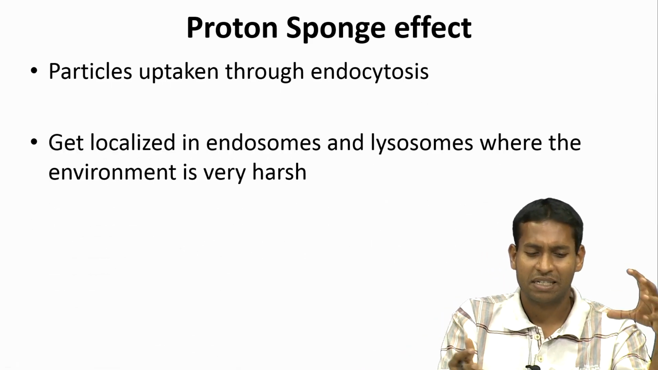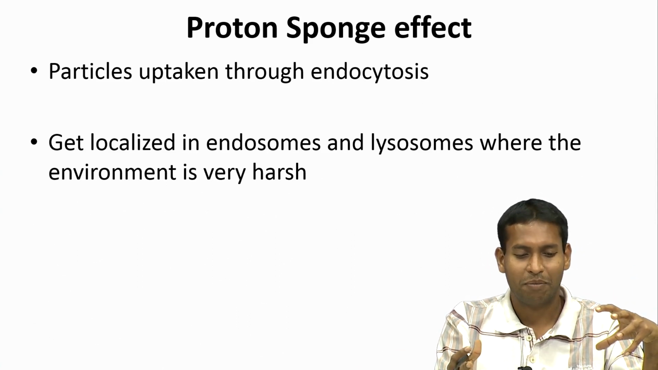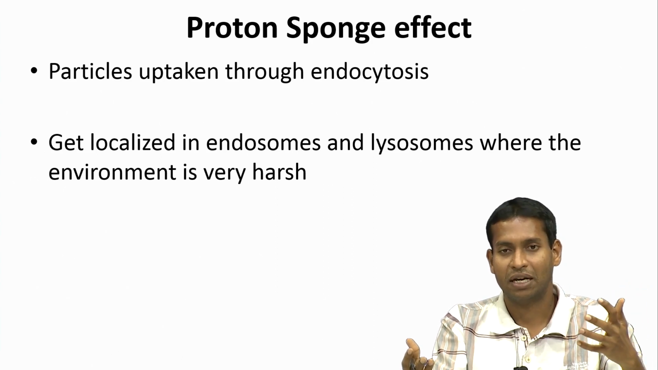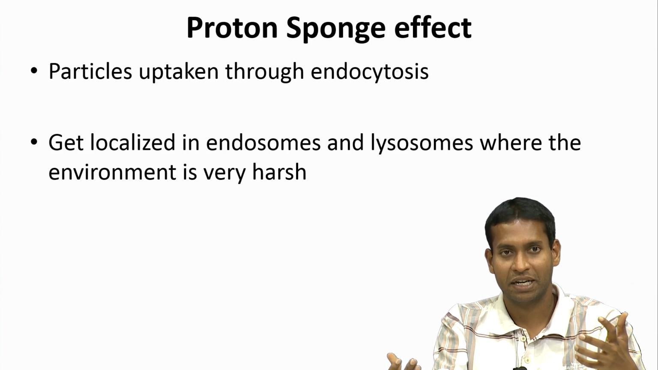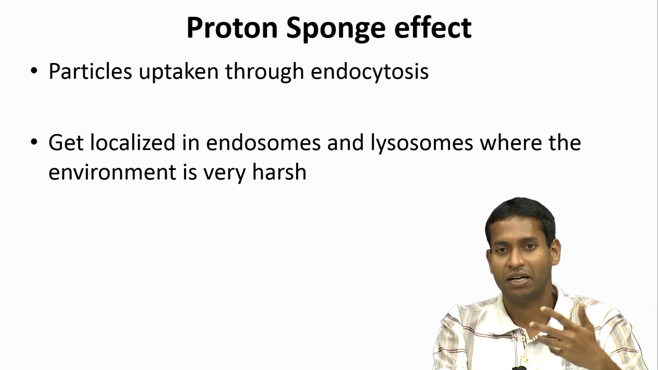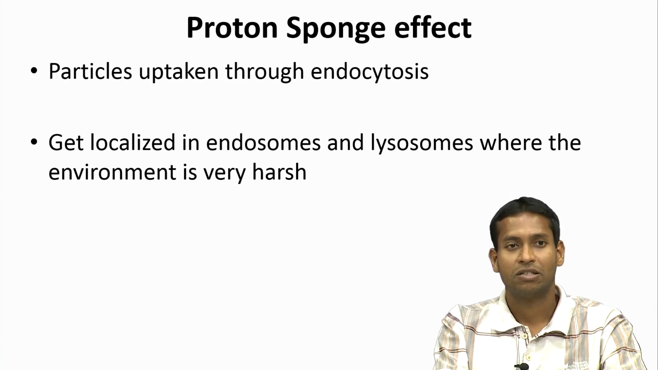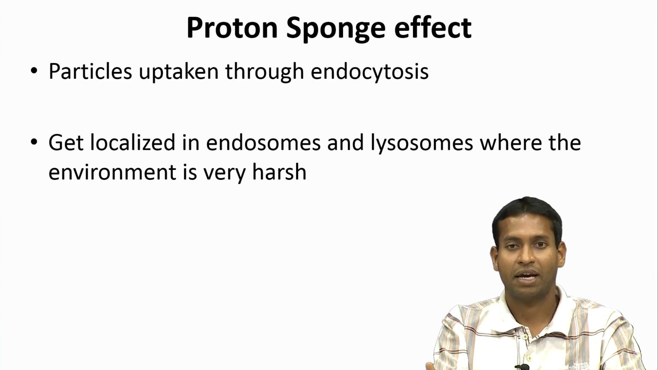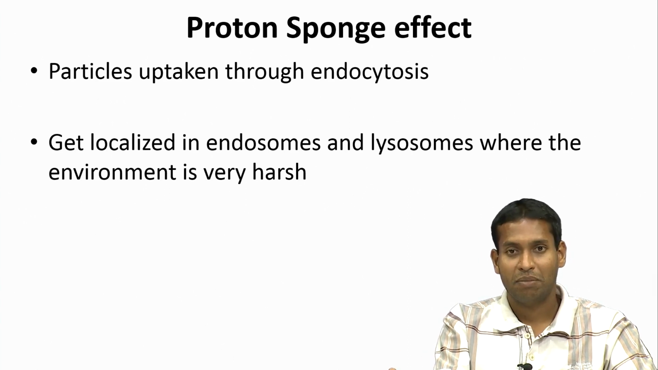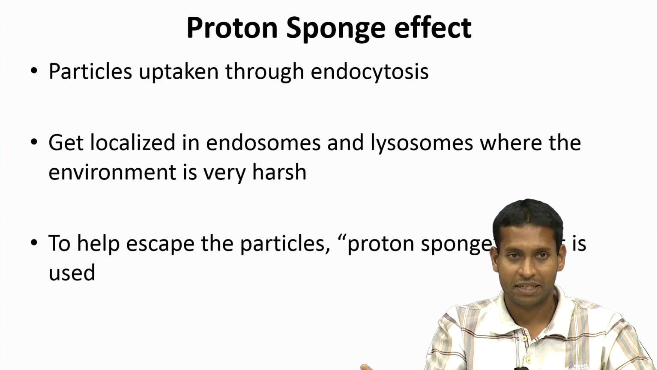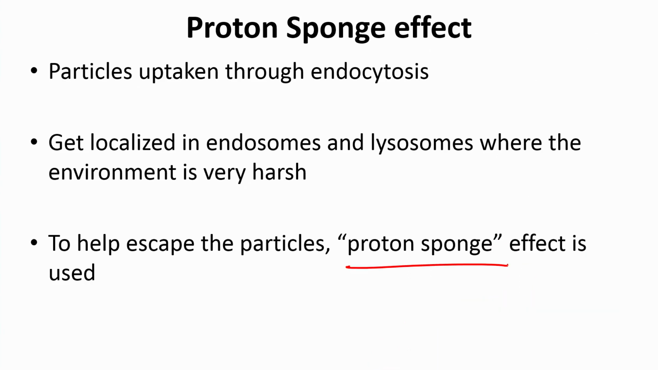They typically get localized and entrapped in these endosomes and lysosomes, which is the machinery for the cell to degrade any kind of external particles or nutrients that it has taken up. These environments are very harsh, they have very low pH, and lots and lots of degradative enzymes. So, if your drug is going to get released there, unless you want to target those locations, you want the drug to come out, because these are not conducive for drug action, and it may even destroy the drug. So, to help the particles escape, the proton sponge effect is used.